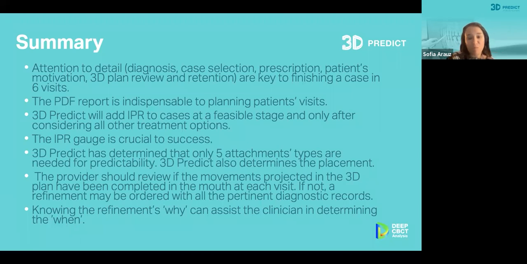Also, always have the PDF report handy, whether you're looking at it in your 3D plan or you're looking at it in the printout that we're giving you in the first case of the aligners. We will always add IPR as minimal as possible. IPR, attachments, refinements, everything with 3D Predict is minimal. We try to minimize burdens to you, appointments, patient aggravation, staff aggravation. Also, for your IPR, please use the gauge. It is important to know how much you're taking. Don't guesstimate what you're doing. And once again, we only need 5 shapes of attachments.